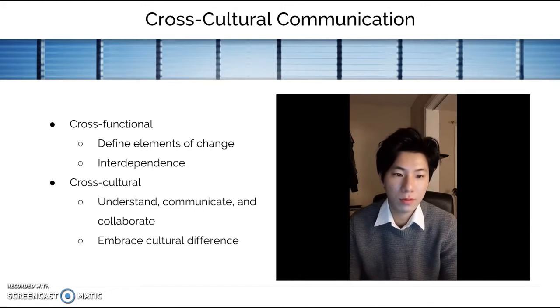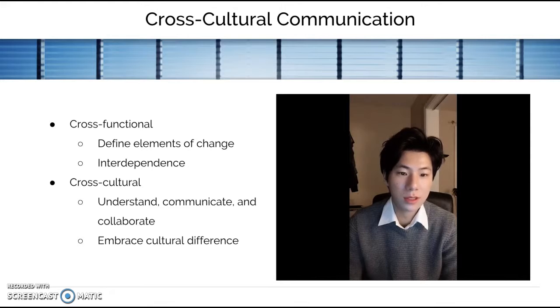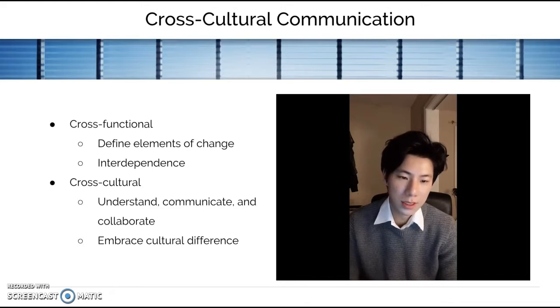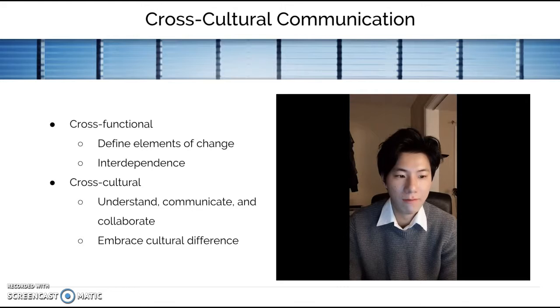The cross-functional team improves communication between the various distributed groups and increases the likelihood that constituents will stick together. And next, cross-cultural development. Cultural differences and language barriers are some of the problems facing today's managers and leaders.